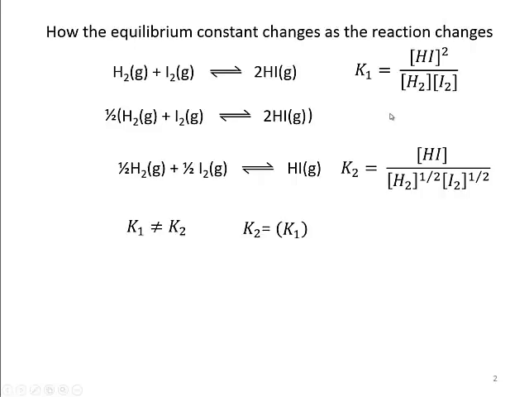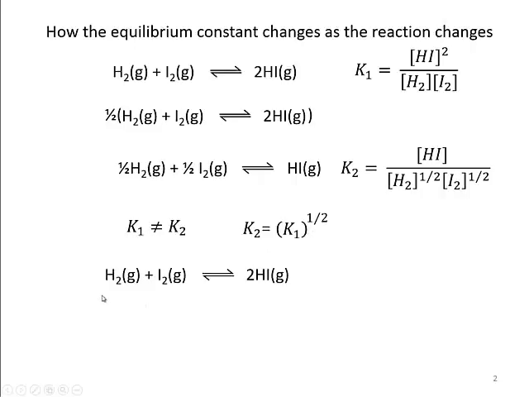Well, the difference between these two K values is, K1, if I take the square root of that, or raise that to the 1/2, I'll be exactly the same as K2, and this is really important. Whatever math I perform to change the reaction, multiply by 1/2, I raise the K value to a power of 1/2. If I were to have multiplied this reaction by 3, then I would cube the value of K.